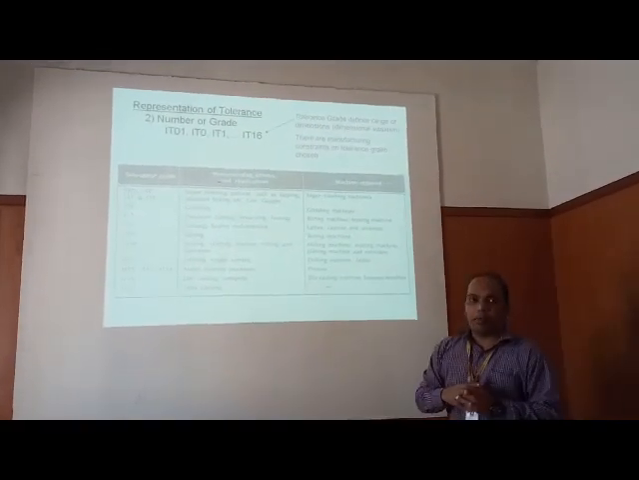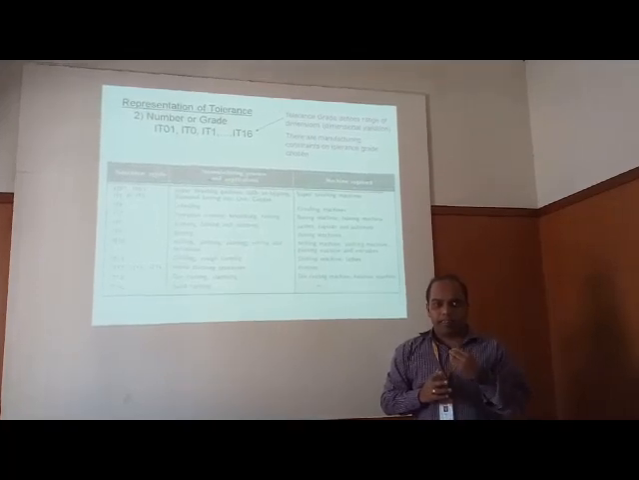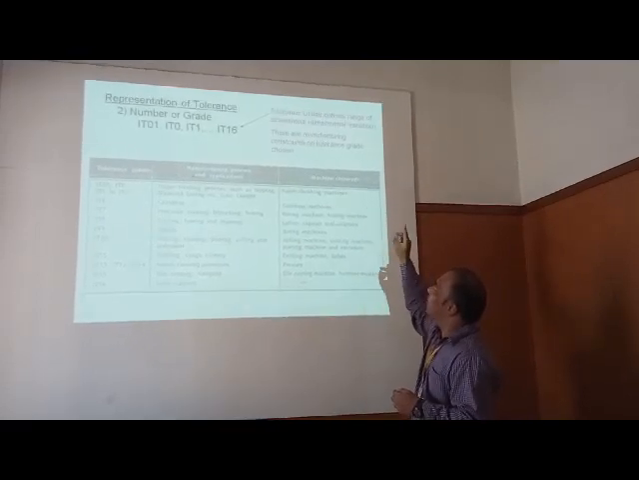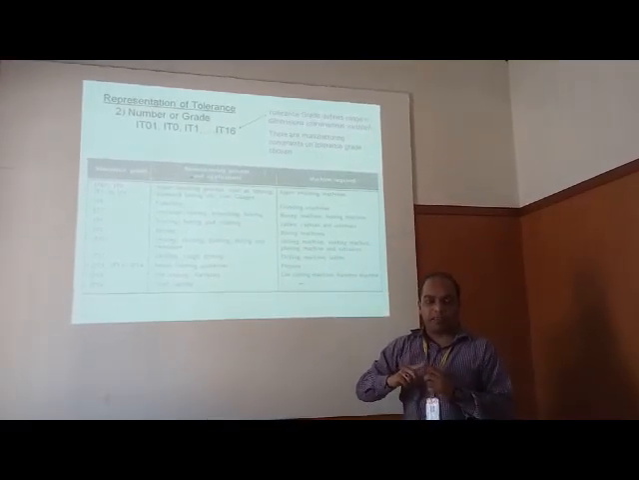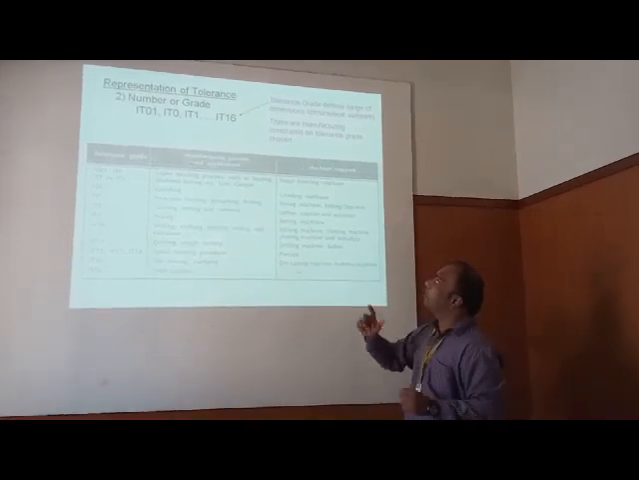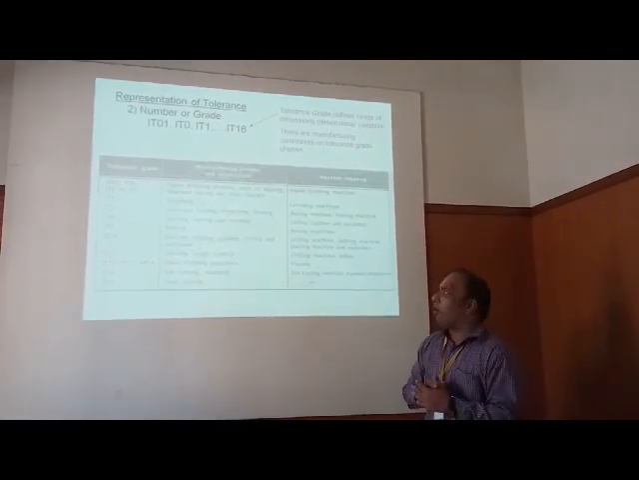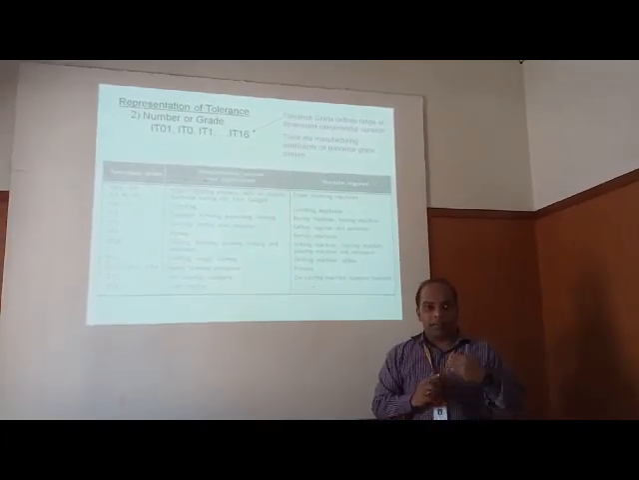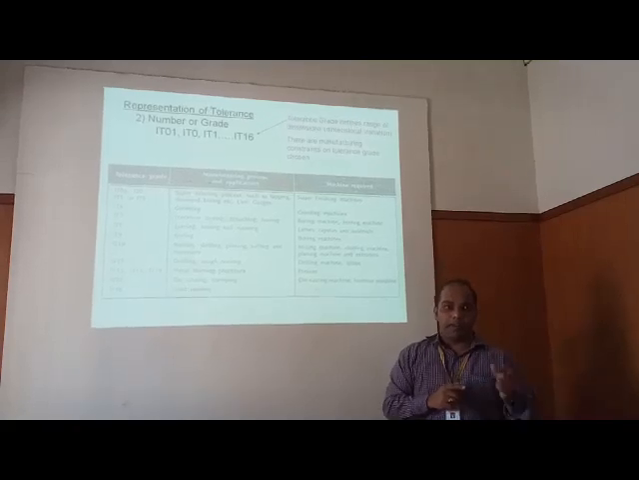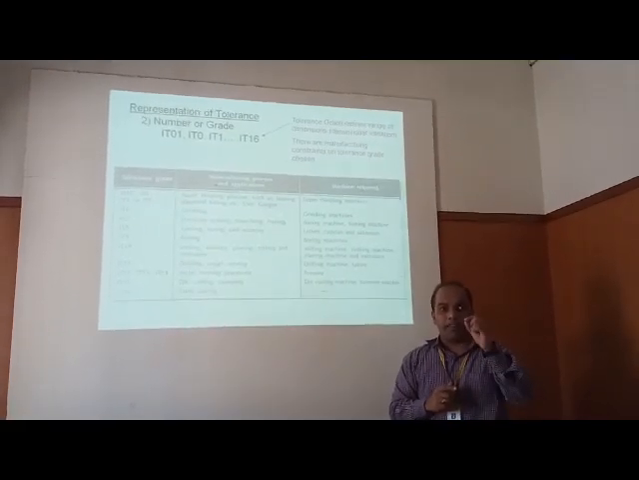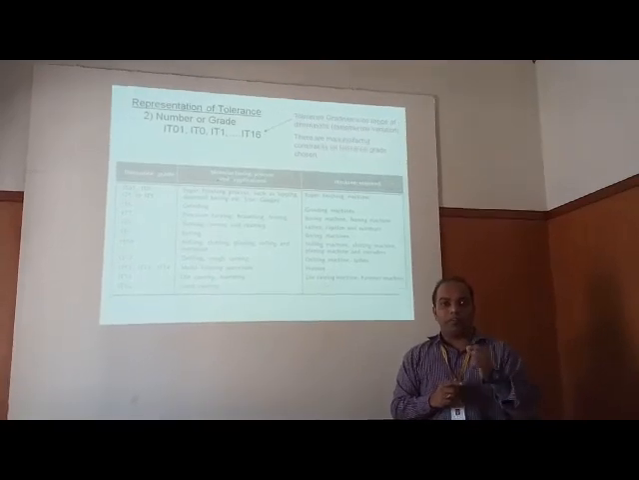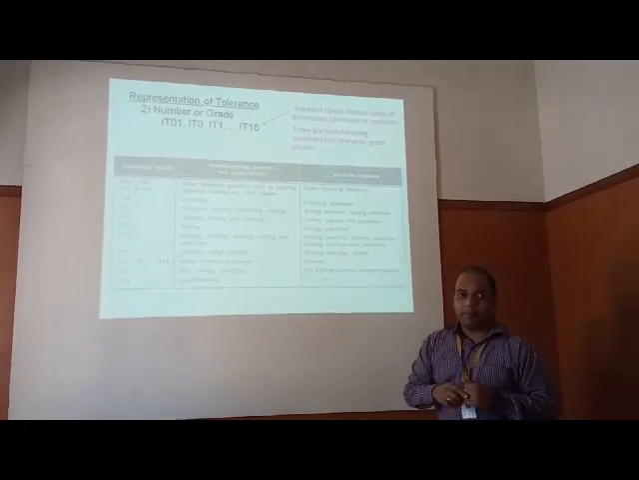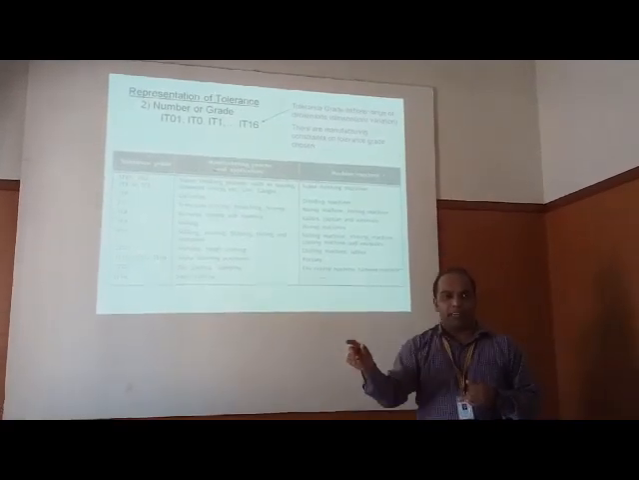representation of tolerance, that is the number of grade, that we are going to see, that is IT1, IT2, IT6, etc. Tolerance grade defines the range of dimensions, that is, it can go from the maximum limit towards the minimum limit. It is also called dimensional variation. There are manufacturing constraints on the tolerance grade chosen. That means either we have to use a rough method to finish the component, or we have to go for a very smooth surface or a smoother finishing process. Tolerance grades are defined in three columns. That means depending on the number of applications, the tolerance grade has been defined.